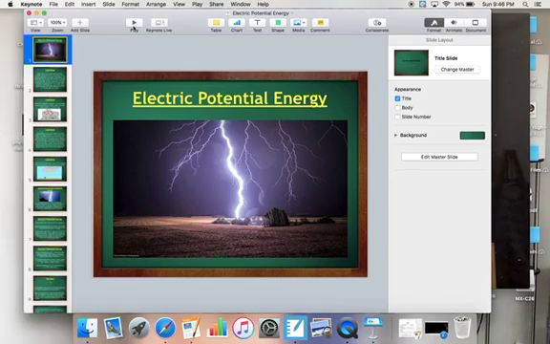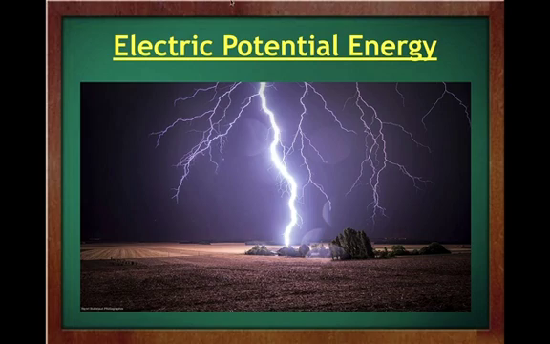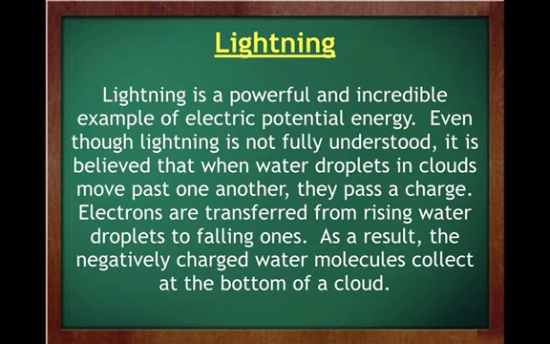Okay, so when we first start talking about electric potential energy, a big common example of that is actually lightning. It's a huge, incredible example of that idea of electric potential energy. Now, while they still don't have all of the actual nuts and bolts figured out, the common concept right now is that when the water droplets in clouds move past one another, they'll actually pass a charge. And the electrons are transferred from rising water droplets to falling ones.